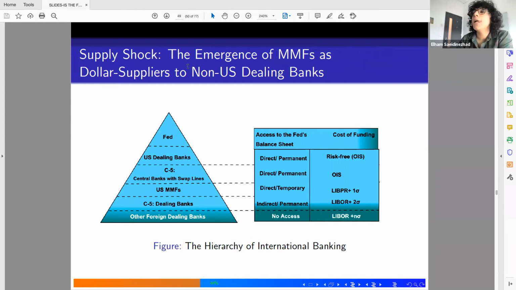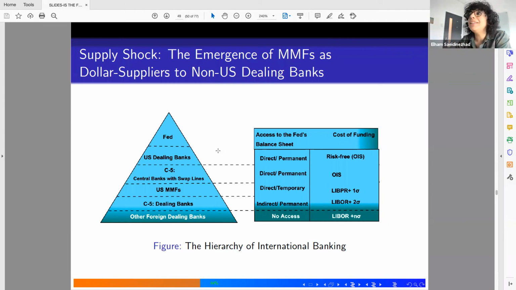So now let's talk about the effects of each of these shocks or structural changes on the liquidity. The first one was the emergence of money market funds as the dollar suppliers to these non-US dealing banks. Because before the financial crisis, and especially before the introduction of some of the prudential regulation by financial regulators, the US banks were the main providers of the dollar funding to these non-US dealing banks. However, because of the financial regulation, banks have exited the market and money market funds are replacing them.